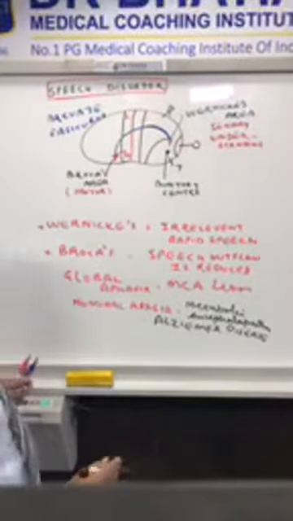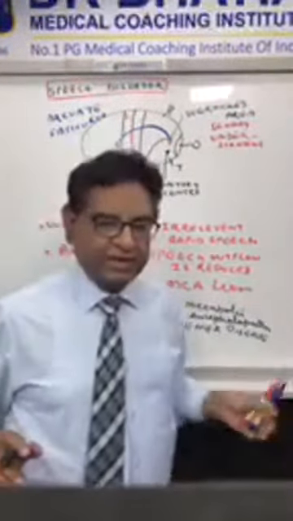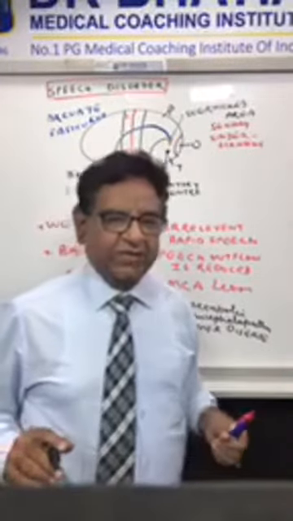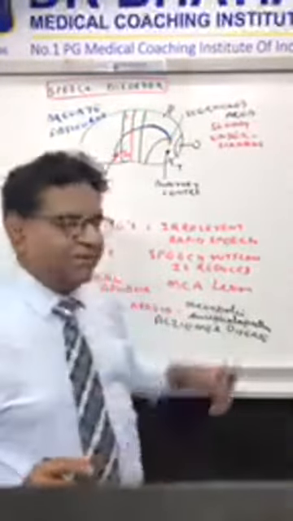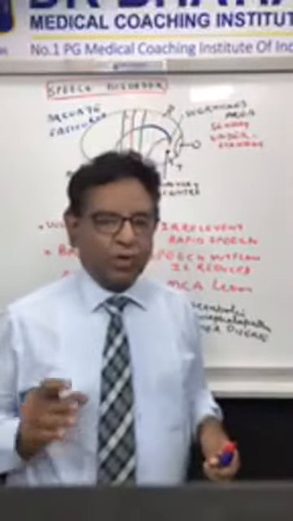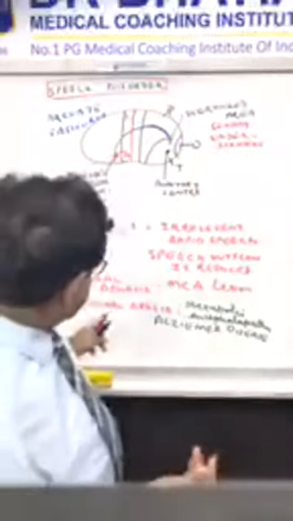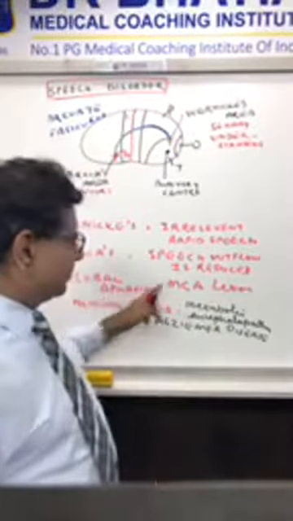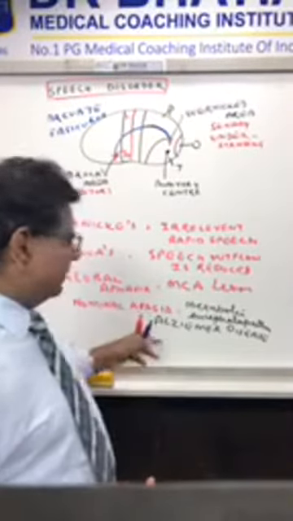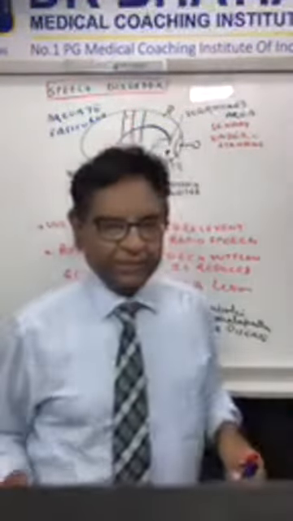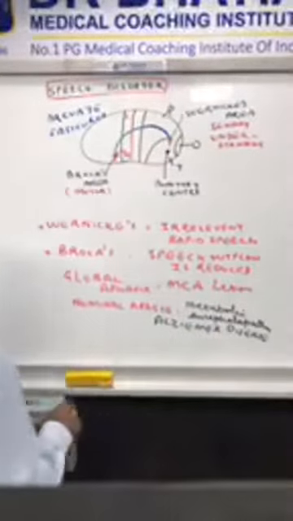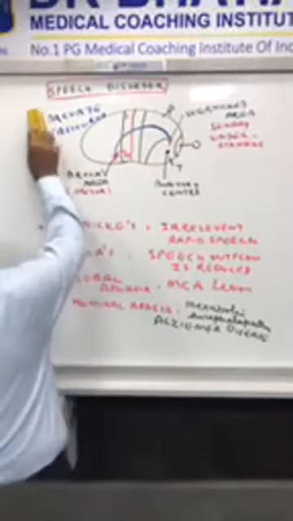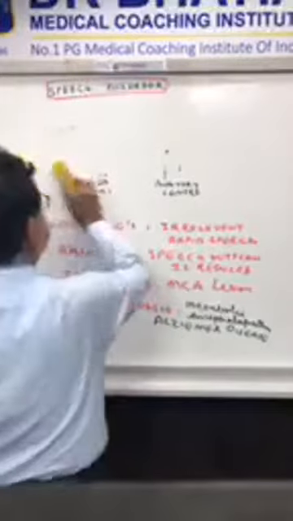So to summarize the whole show of aphasia, in Wernicke aphasia, irrelevant rapid speech is there. In Broca's, outflow is reduced. And in global aphasia, both are involved. And nominal aphasia, where he forgot the name. Right? Now, in addition to all this, we have something more to talk to you.